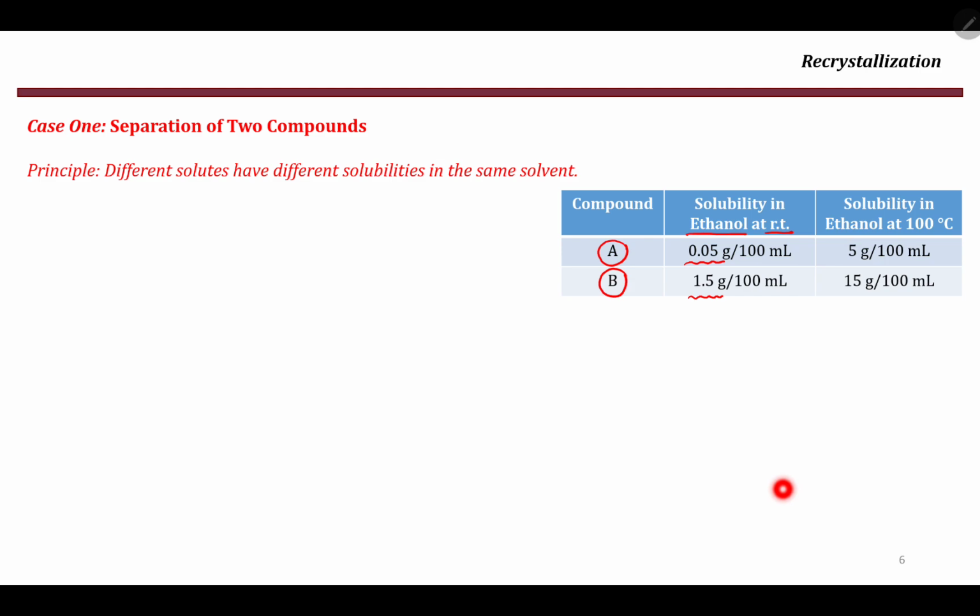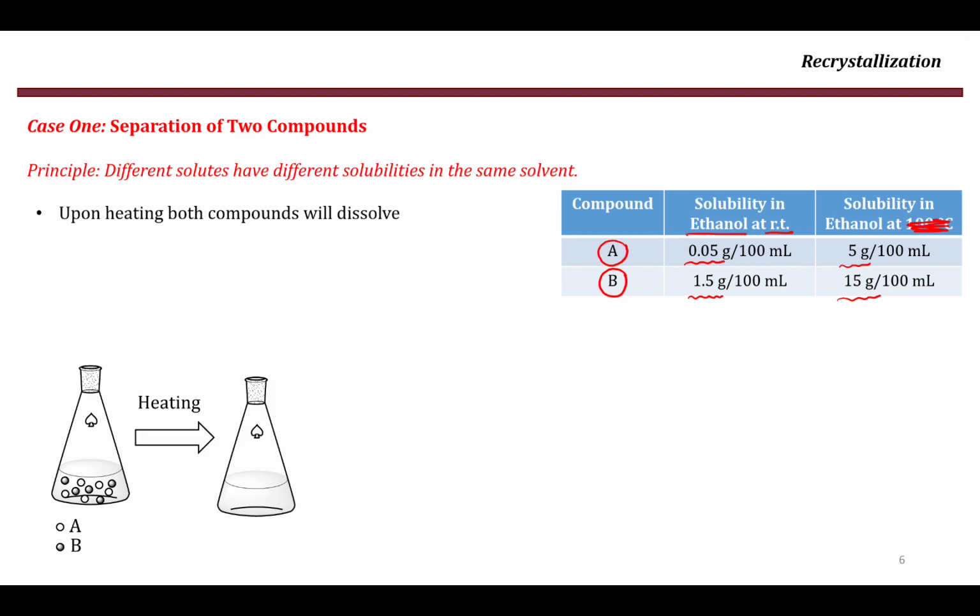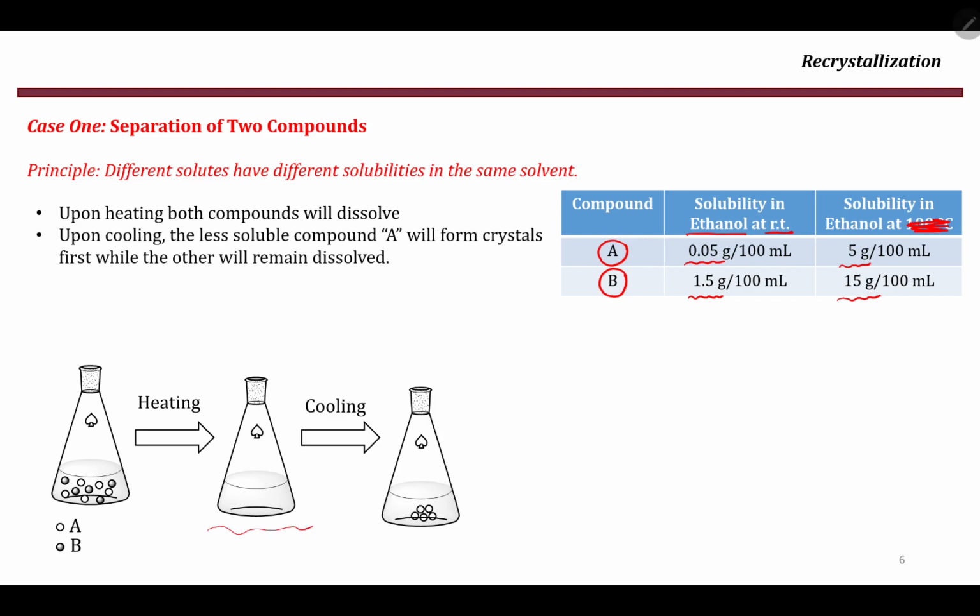Now, at 100 degrees, or for example, at the boiling point of ethanol, the solubility of compound A will be 5 grams, whereas the solubility of compound B will be 15 grams. Now, based on this, when I add A and B to ethanol and I heat the compound, both compounds will dissolve first. So both compounds A and B will dissolve first, as we can see here that both A and B now are dissolved in the solvent.